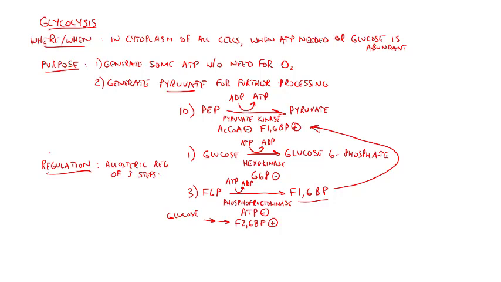Okay, so knowing these 3 reactions are the regulated steps, that's important, but the key question now becomes why? Why these 3 steps? Well, we said last time that reaction 3 is the rate-limiting step of glycolysis, and it's also the committed step.